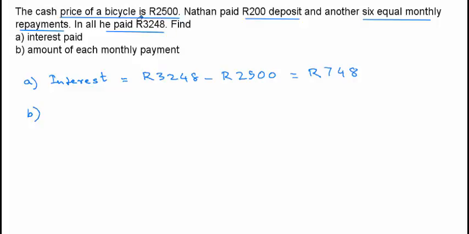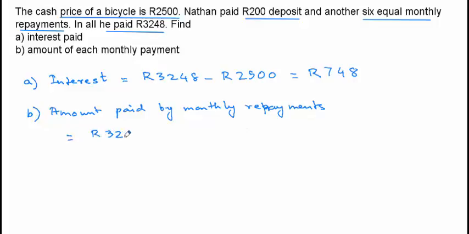To find the amount of each monthly repayment, part B, we first need to subtract the initial deposit from the total amount he paid. So let's call that amount paid by monthly repayments is equal to 3,248, the total amount paid, minus the initial deposit, which is 200 Rand. And therefore this is equal to 3,048 Rand.